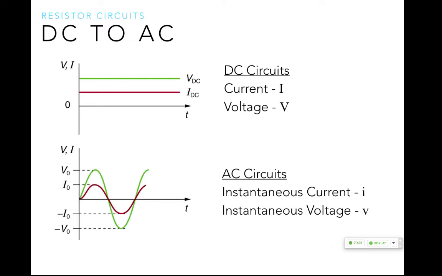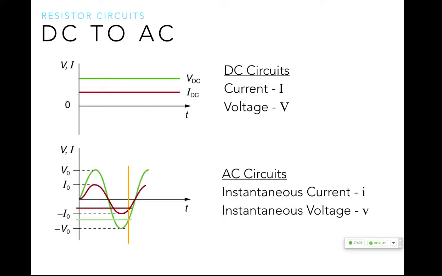capital V voltage, right? For AC circuits, what do you notice about the current and voltage? They're lowercase, okay? So this is the instantaneous current and the instantaneous voltage. Now, why do we have to talk about the instantaneous things? It changes, right? What's the current and voltage here? Zero. What's the current and voltage here? Maximum, right? But obviously not zero. So at each point, if we draw a vertical line here, that corresponds to a particular time. At that instant, we have a current and a voltage, but they change over time, right?